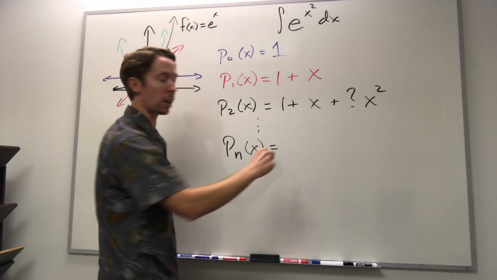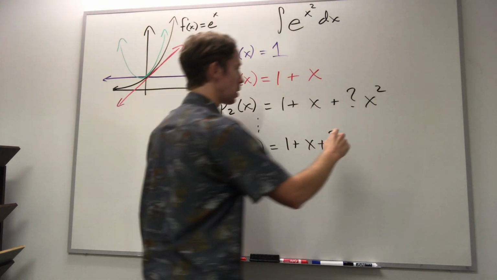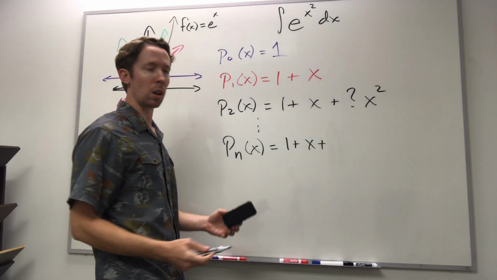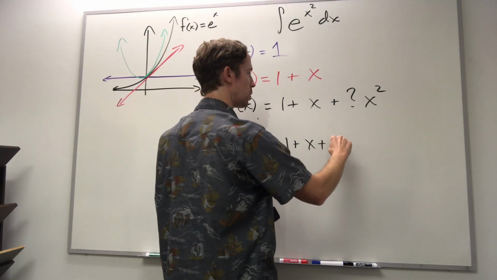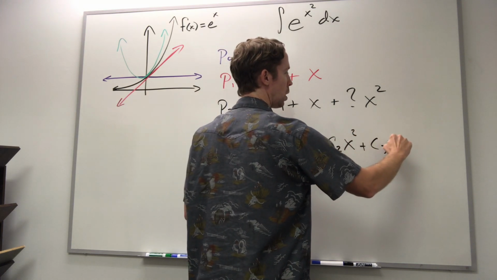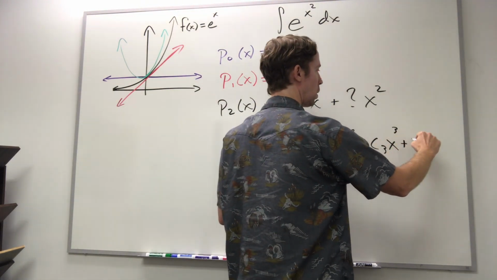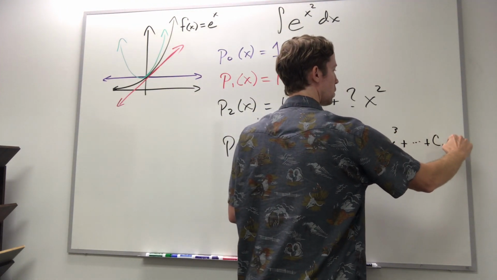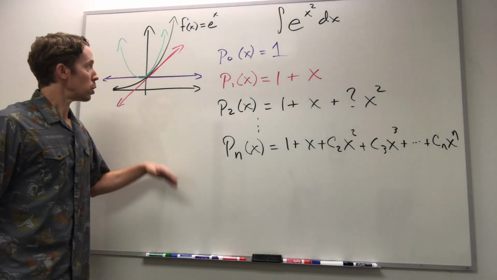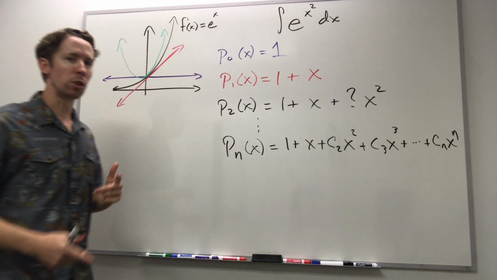So you'd have something like 1 plus x plus some coefficient. Well, I'm going to use a letter. I'm going to call them c's, these coefficients. So I'll call this c2 x squared plus c3 x cubed, and so on, all the way to the nth power. So cn x to the n. You get better and better approximations for this function.